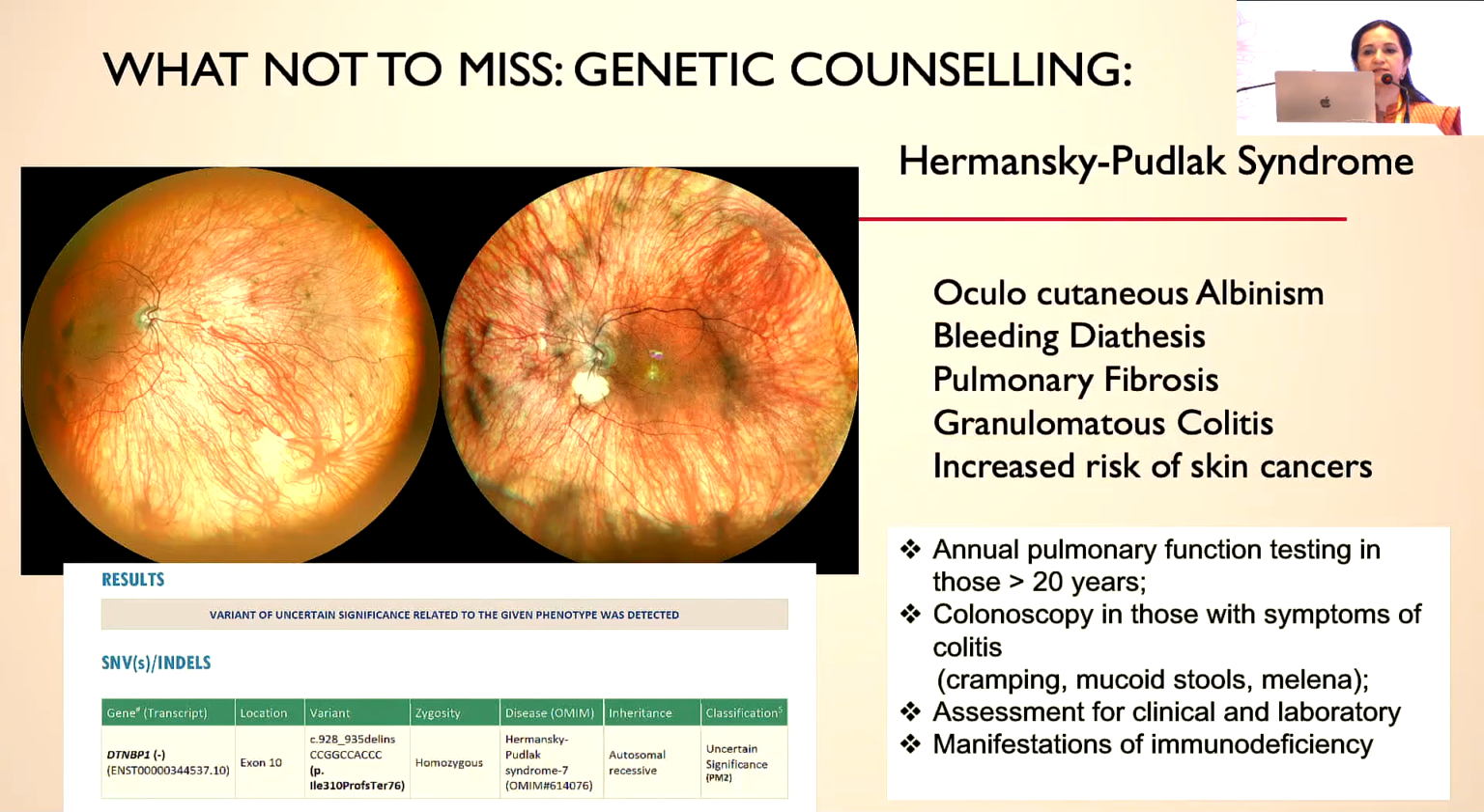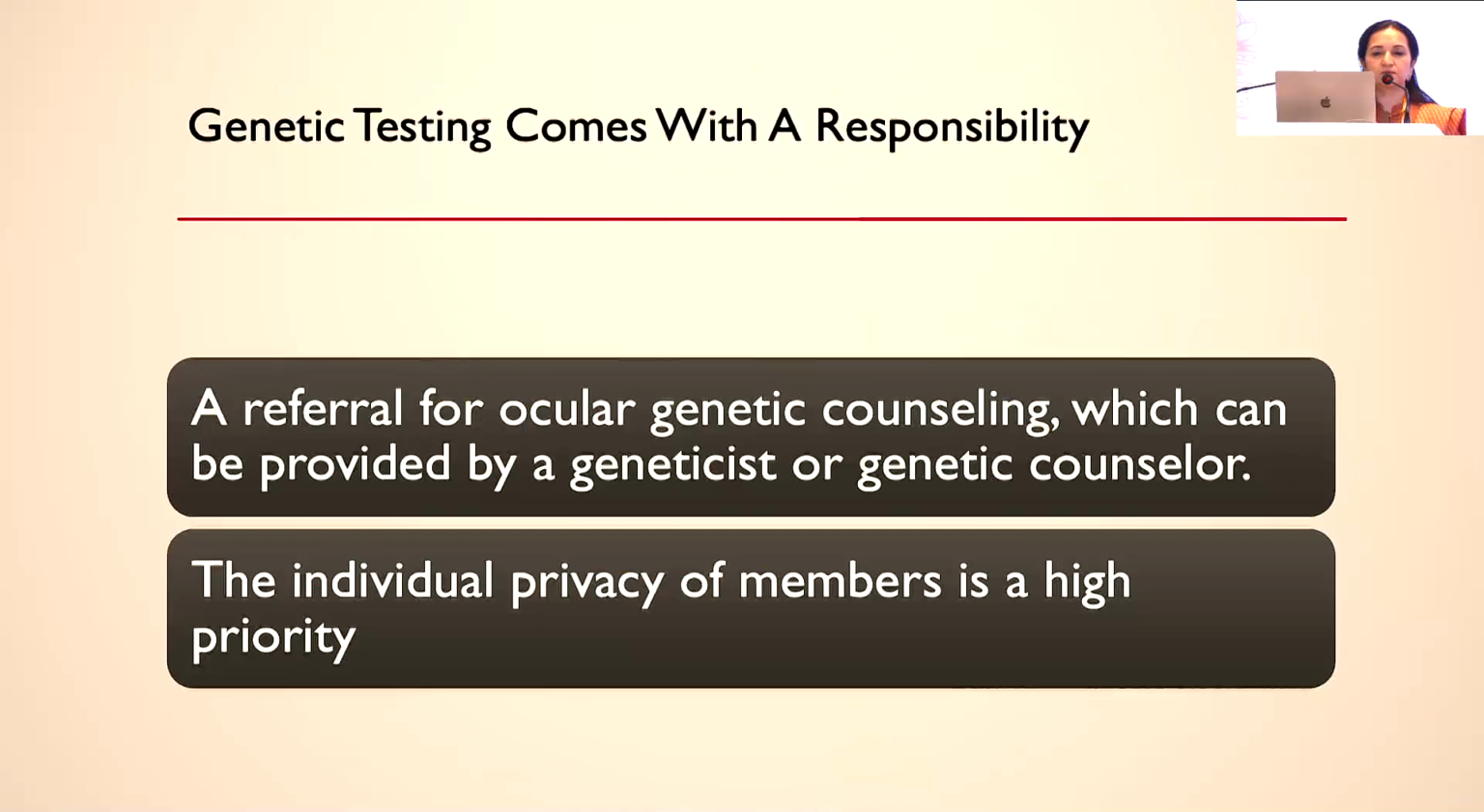Another last example, Hermansky-Pudlak. We would have seen so many albinotic patients, and we send them back saying nothing can be done, but you are actually refusing them medical treatment, because if you do genetic testing and it is Hermansky-Pudlak syndrome, the patient needs to be counseled for life-threatening conditions like bleeding diathesis and pulmonary fibrosis, which can be associated with albinism.